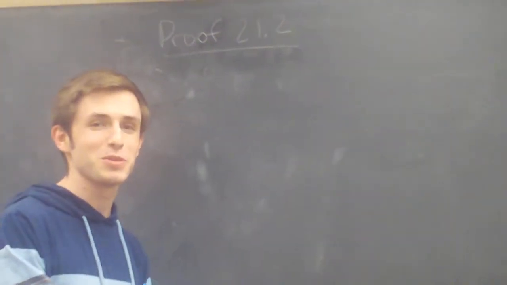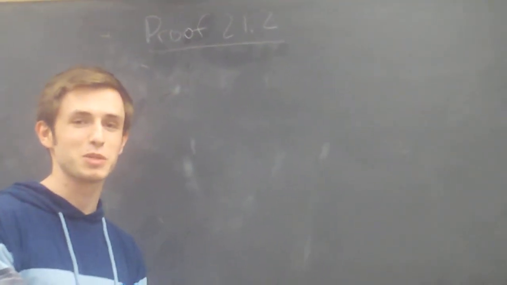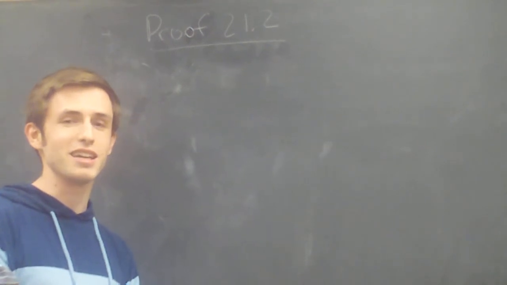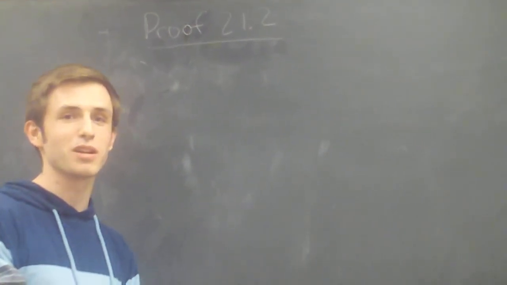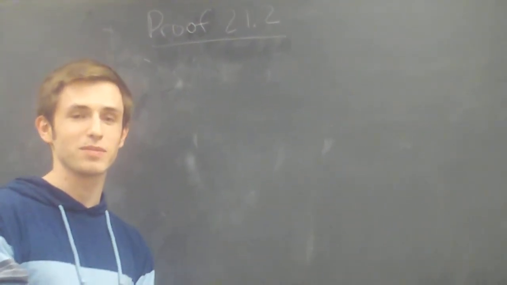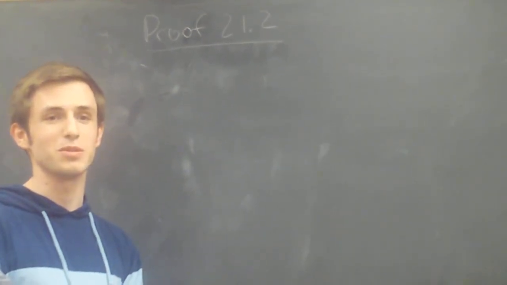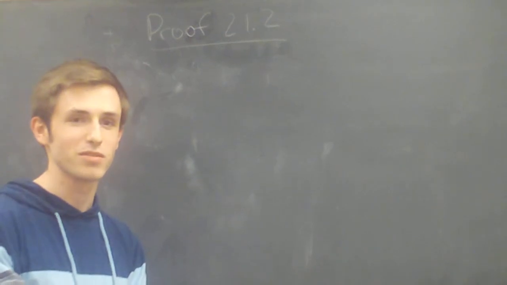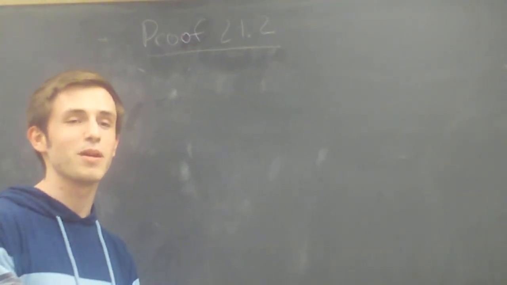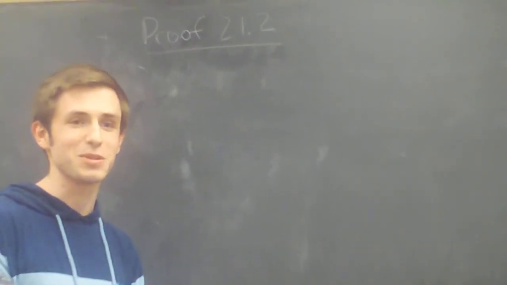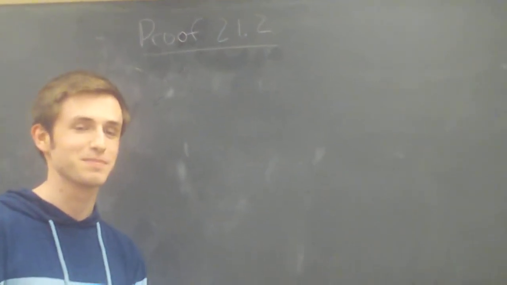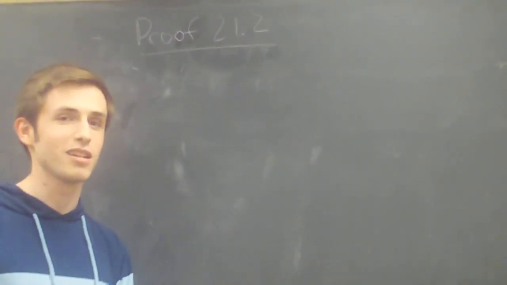Hello, I'm going to be doing proof 21.2, which proves three things. That d of f is equal to the work form of the gradient of f. That d of the work form of f is equal to the flux form of the curl of f. And that d of the flux form of f is equal to the mass form of the divergence of f. So before we do any of that, I'm going to draw a diagram.